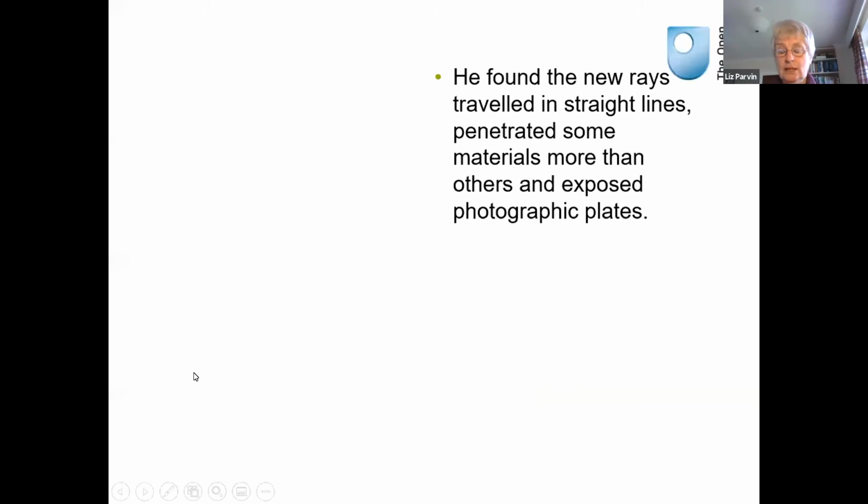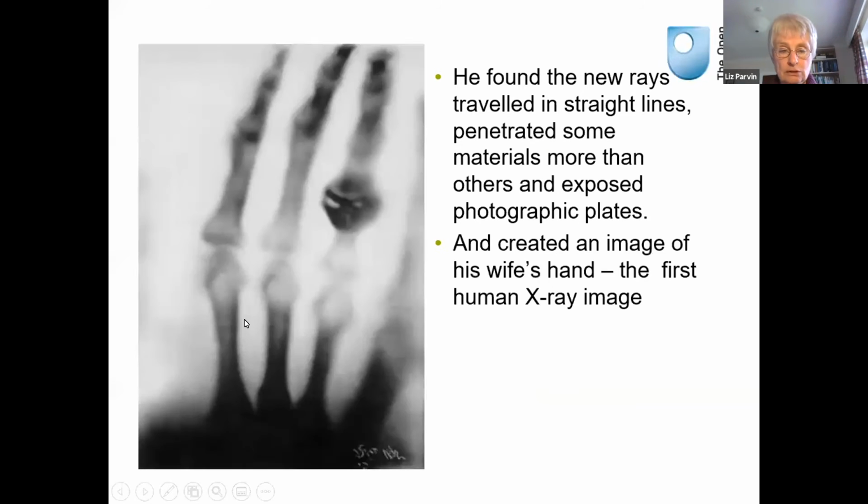And when he developed the plate, this is what he got. So this is the very first medical image, if you like. He created an image of his wife's hand. And he published this in early 1896, and things really took off.